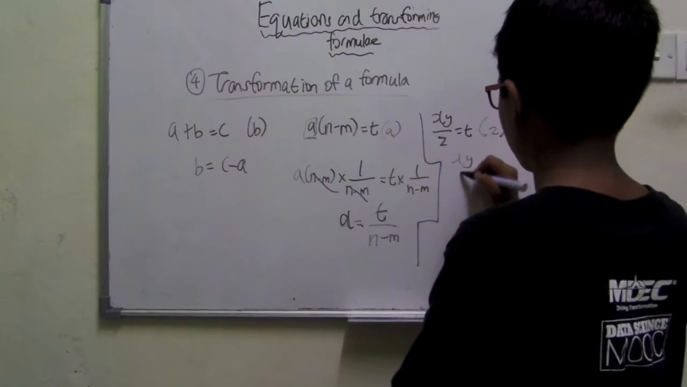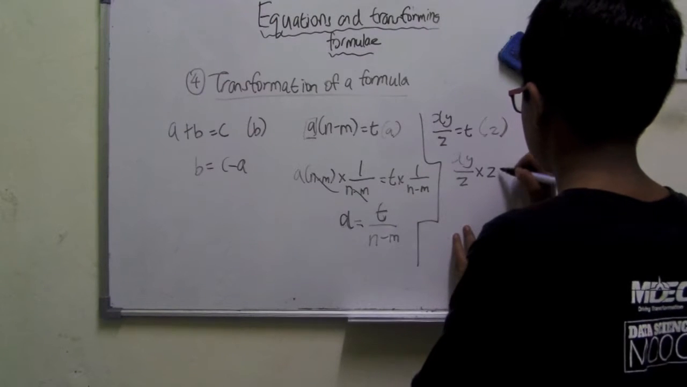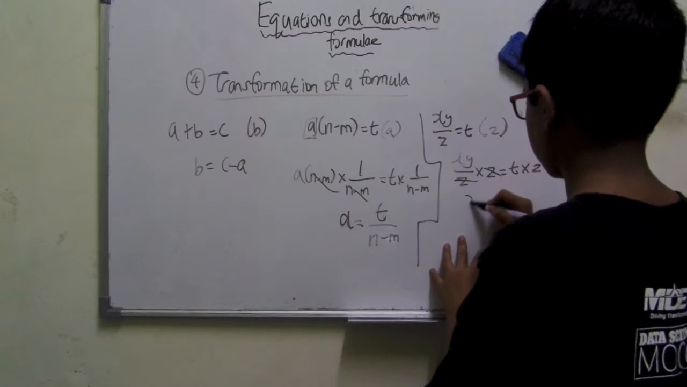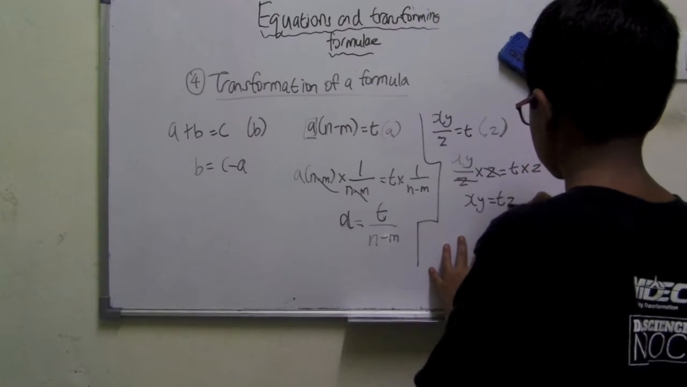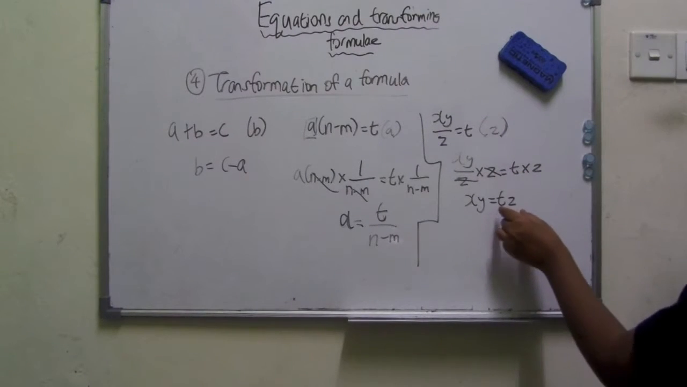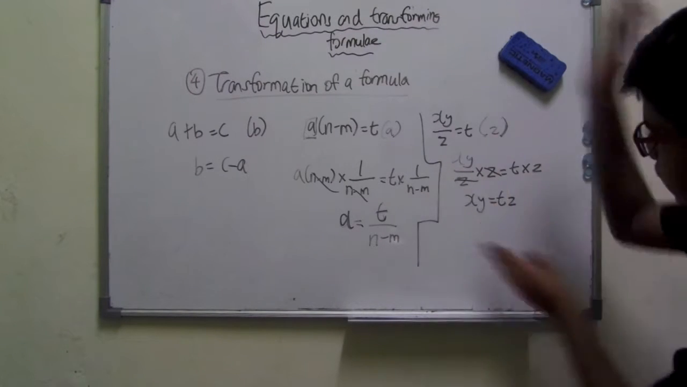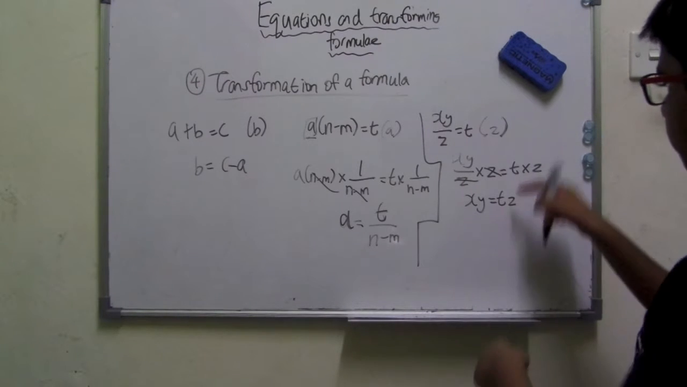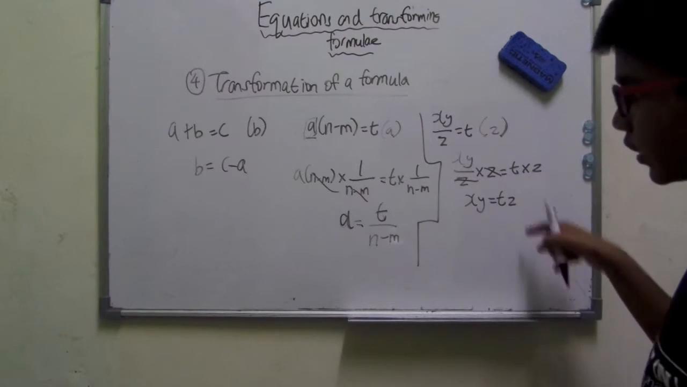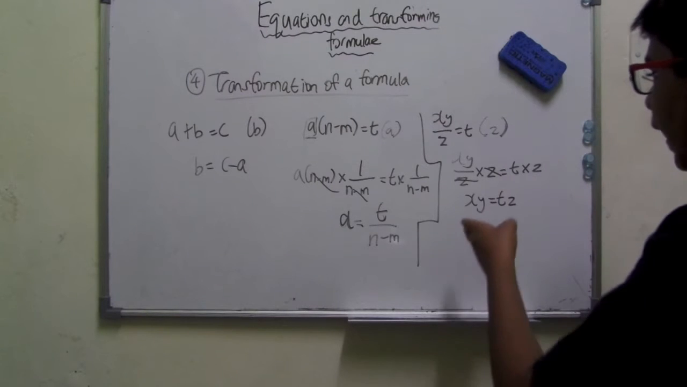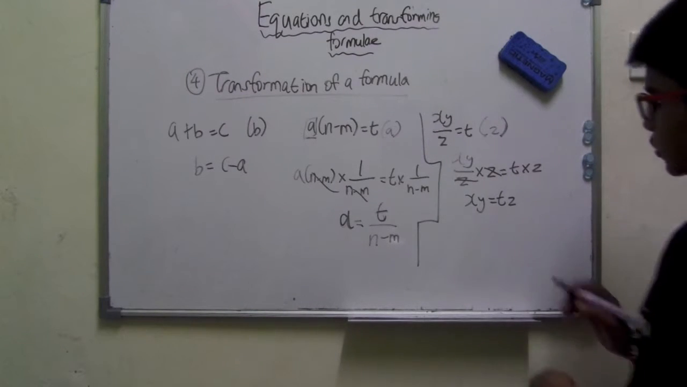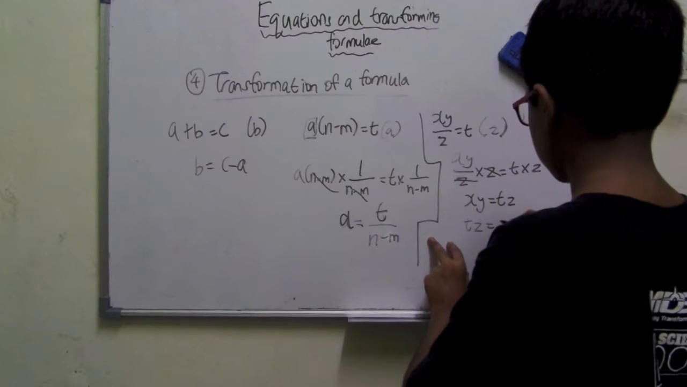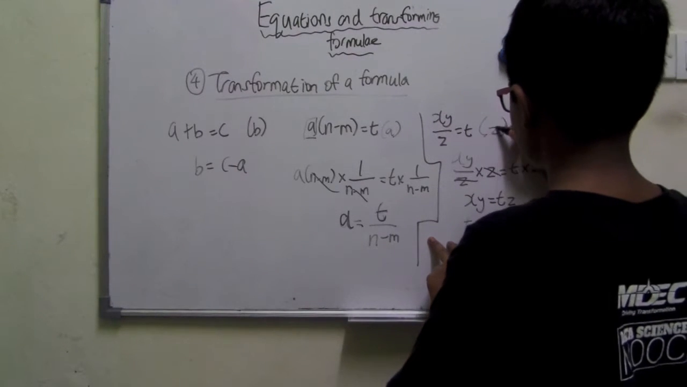So xy over z times z equals t times z. Okay? So z and z cancel out. xy equals tz. Okay, the side that has tz, reverse it to the other side. So bring this to this and here to here. So the left hand side becomes the right hand side, and the right hand side becomes the left hand side. Whatever has z becomes the left. So tz equals xy, and z.